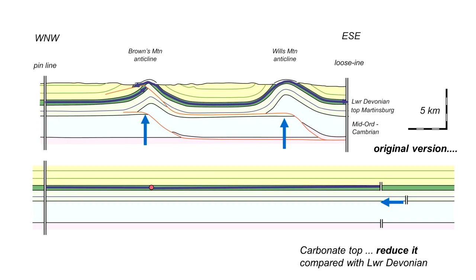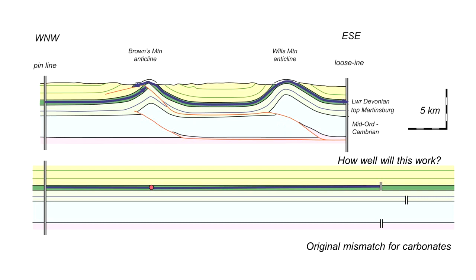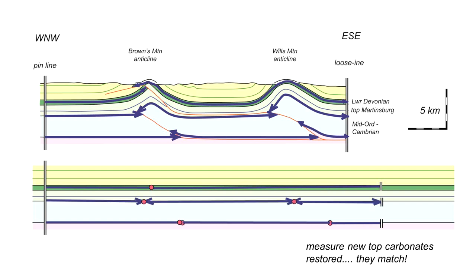So let's modify our interpretation now, here. And now we can try and restore this. That was our original mismatch for the carbonates. Here's the base of the carbonates, which we retained from our original interpretation. And here is the top. And let's check its measurement there.